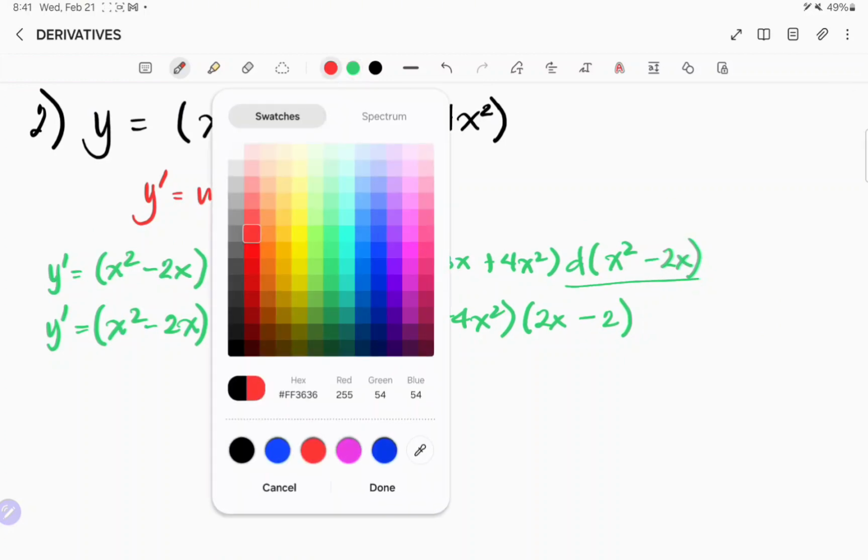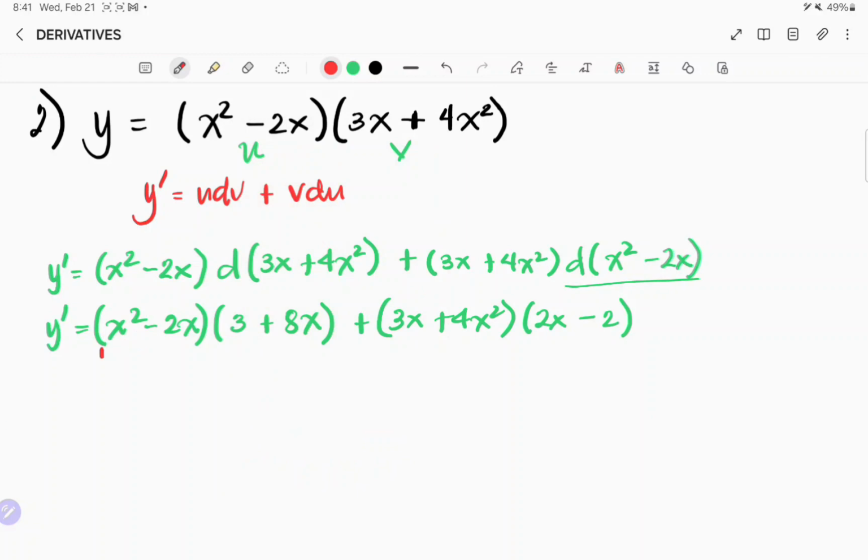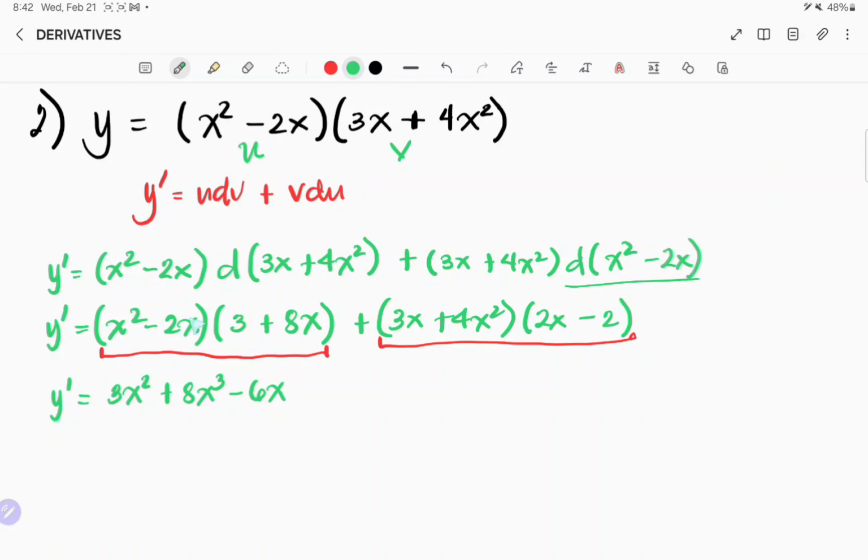We have to use a FOIL method for both terms, first term and our second term. So let's start with the first term. The first terms are x squared and 3x is 3x squared. Outer terms is x squared and 8x is positive 8x cubed. The inner terms is negative 2x and 3 is negative 6x. And the last terms is negative 2x and positive 8x is negative 16x squared.